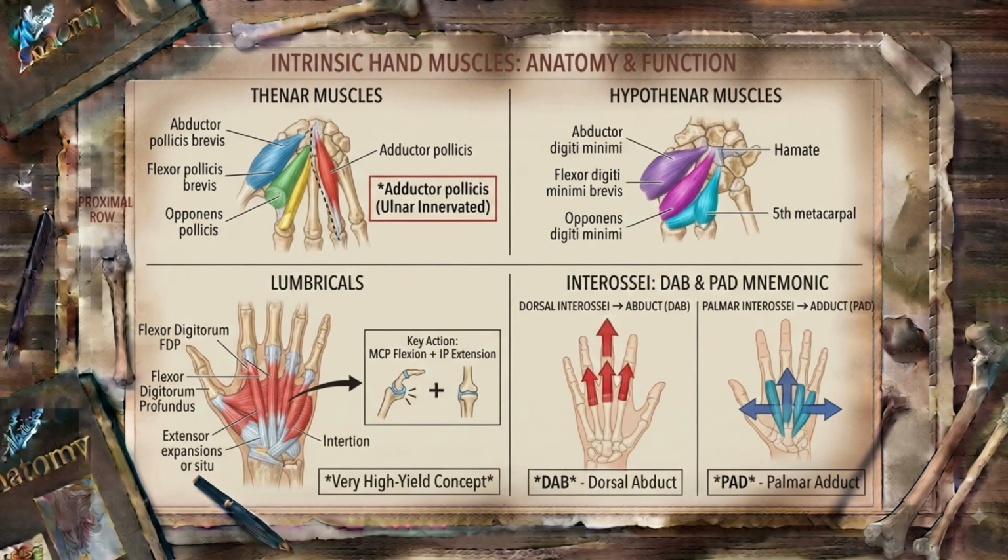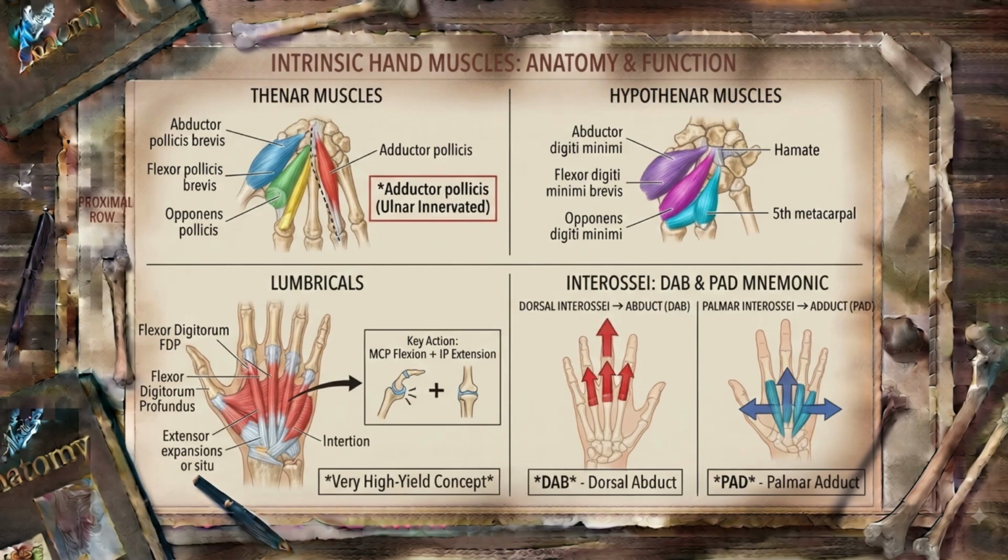The thenar group controls important movements of the thumb. The main muscles are abductor pollicis brevis, flexor pollicis brevis, and opponens pollicis. Adductor pollicis is also functionally important but belongs to a different nerve supply group. The thenar muscles are critical for thumb opposition and precision grip.